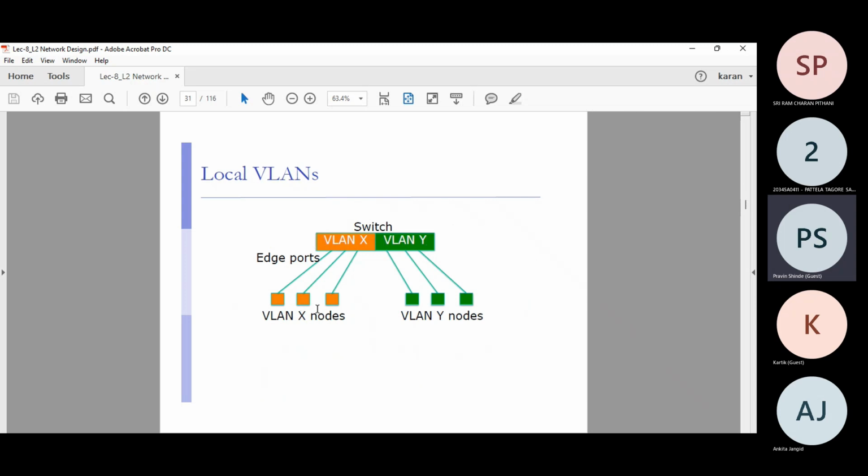This is an edge port. Okay, and these are VLAN Y nodes and VLAN X nodes. Some of these ports work with VLAN X and some of these ports work with VLAN Y. So that is an edge port in layer 2. And these ports are members of VLAN X and these ports are members of VLAN Y.